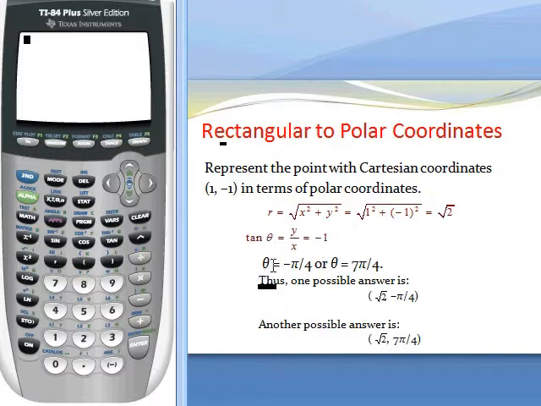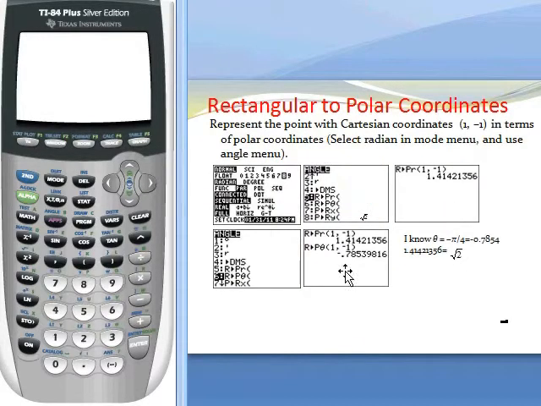The arctangent of that is going to be two possible things. If it is negative pi over 4, it's clockwise. 7 pi over 4, it's counterclockwise. And I represent it as rad 2, which is the radius, comma, negative pi over 4, or rad 2, comma, 7 pi over 4. How do I do that in my graphing calculator? There are a couple of things you need to do.